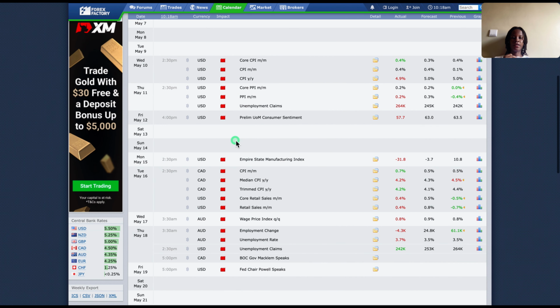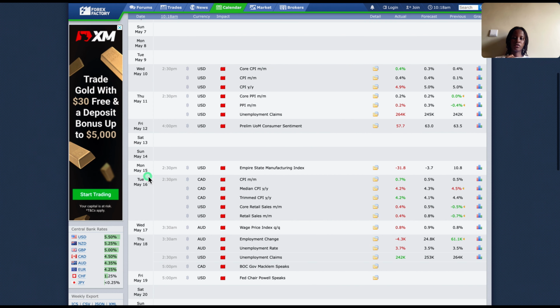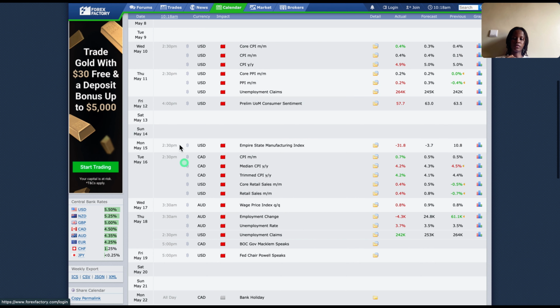Coming to the calendar here, you can see that the 10th is not a valid trading day because we have USD CPI. If we have USD CPI or USD PPI, we just stay out. So this is an invalid day to trade, and we don't trade Fridays. So the only valid day here was Monday, May 15th.